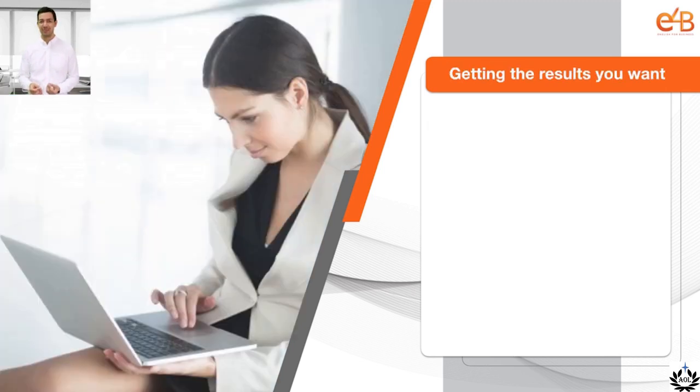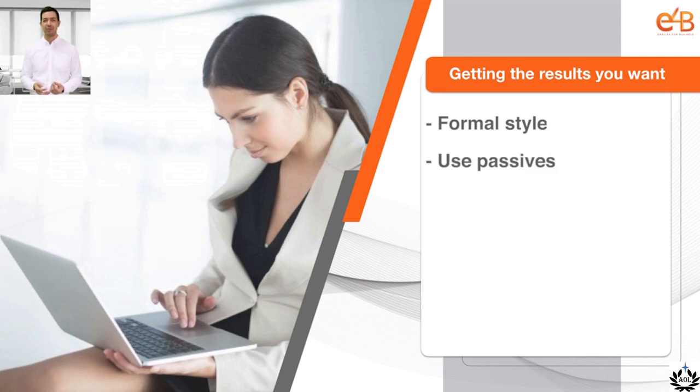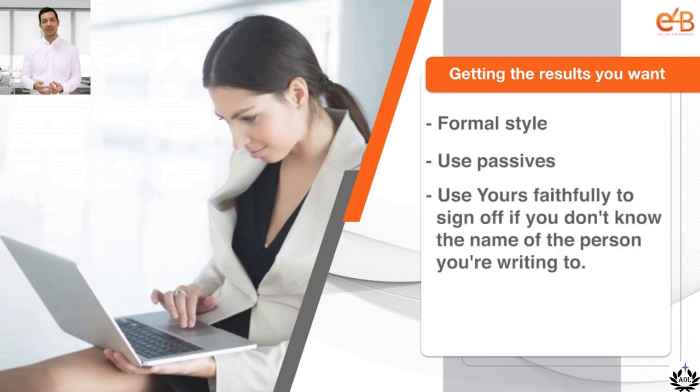Now here are some other pointers to make sure that you get the best results that you want from your complaints. Complaint letters are usually written in a formal style, so make sure that you keep a consistent tone with a good level of formality from the start. You can also use passives to be less direct and more formal. So for example, "I was served quickly." And make sure that you use "Yours faithfully" at the end to sign off if you don't know the name of the person you're writing to.